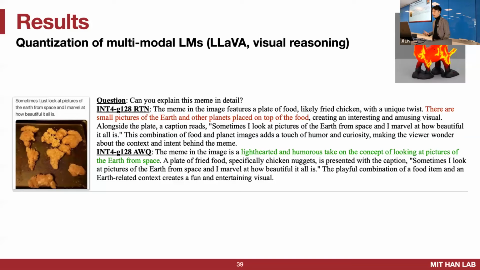Another example is the multimodal LLM LLaVA, which can do visual reasoning. So here is a meme, and if you ask the model to perform meme explanation, the round-to-nearest method will hallucinate, saying that there is some picture of planets placed on top of the food. With our method, the model can still get that this is a humorous take on the concept of looking at a picture of the Earth from space. So here are just some results for the AWQ method.